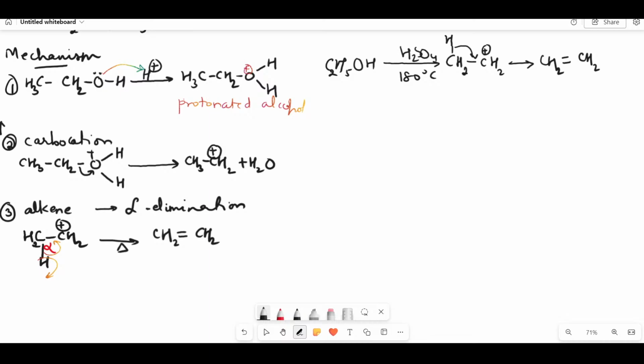Now, this is ethyl alcohol. Let me take another kind of alcohol, a 2 degree alcohol. That is, I'll take this one: CH3, C, CH3, OH, reacted with sulfuric acid, the same thing.